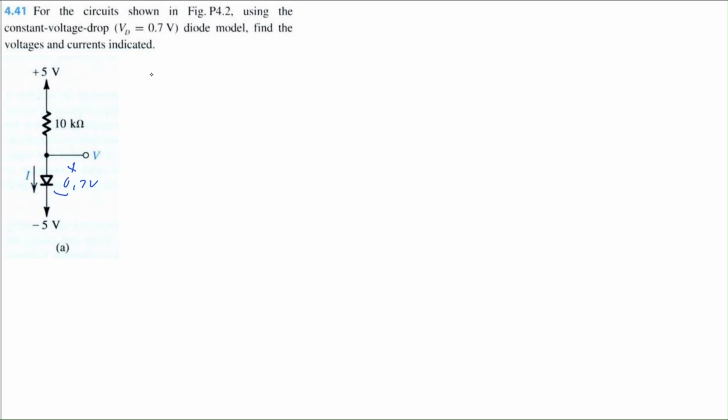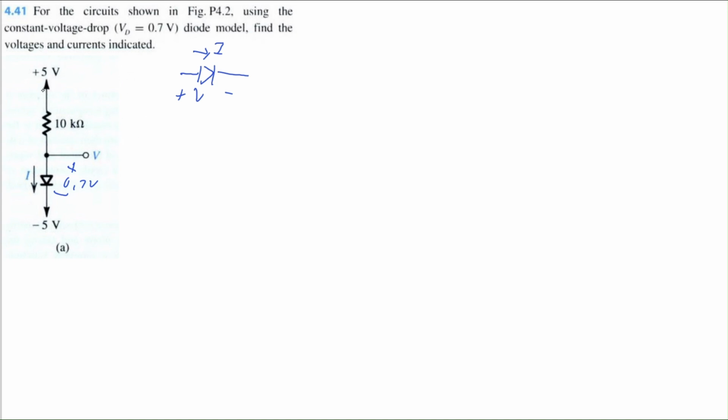When we're starting with a circuit analysis problem with a diode, the first thing we want to determine is: is the diode on or off? Is it forward biased or reverse biased? This diode usually conducts current and it has a voltage drop. Here it's 0.7 volts.